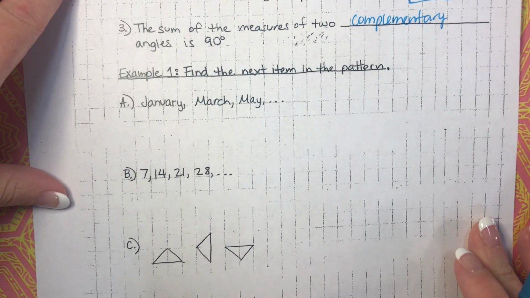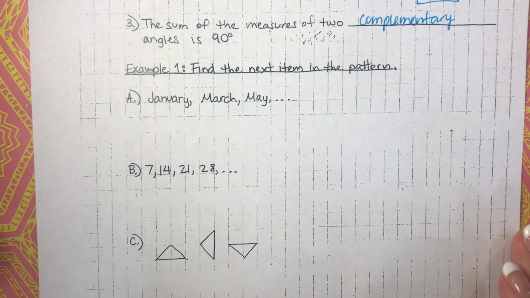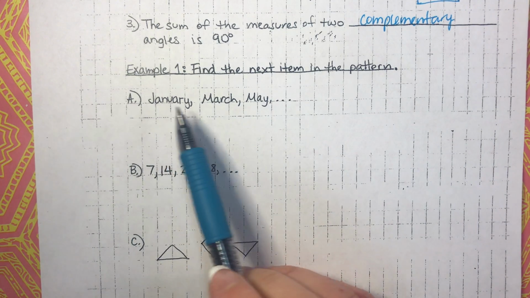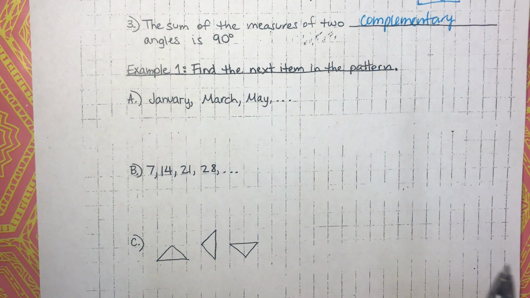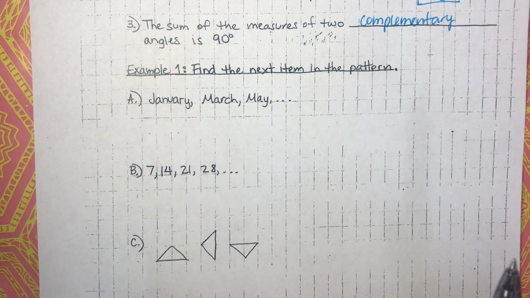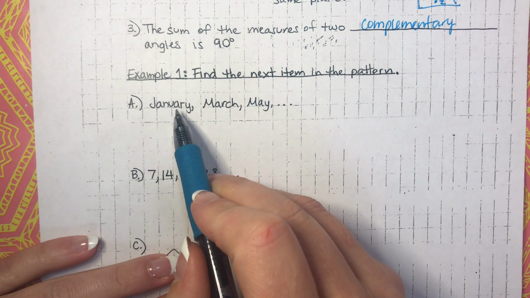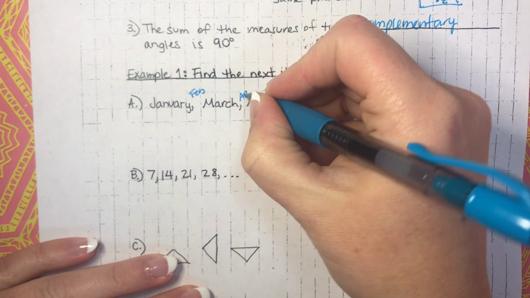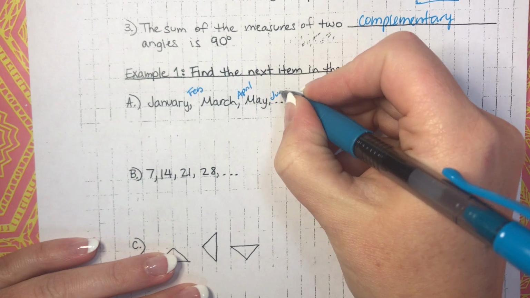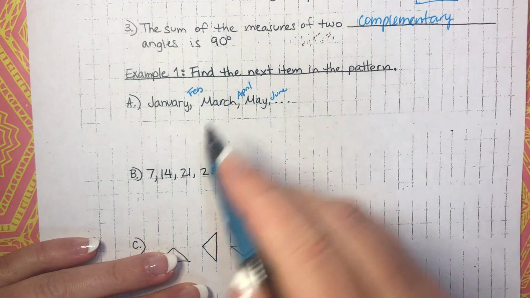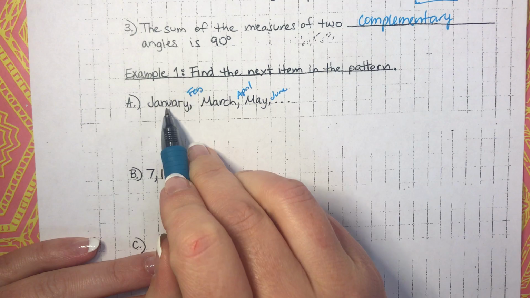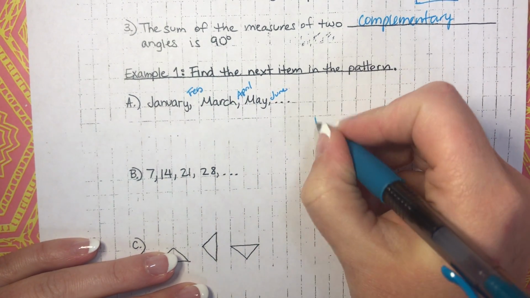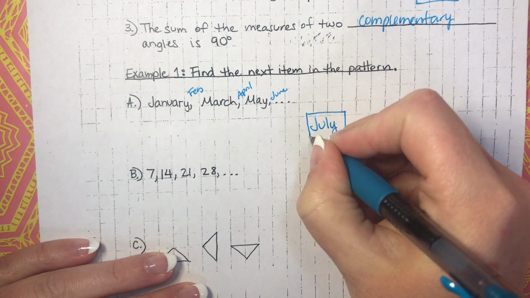So in example 1, we're going to be looking at a few different patterns, and we're going to find the next item in the pattern. So A, we have January, March, May. What would be the next thing? Well, we have months, right? So what's happening? January, February, March, April, May, June, and then July would be the next. It looks like we have a month, skip a month, have a month, skip, have a month, skip, and so the next one would be July. So July would be the next month in this pattern.